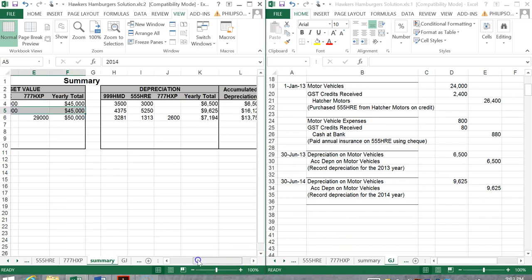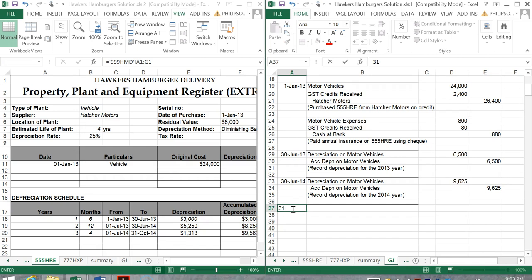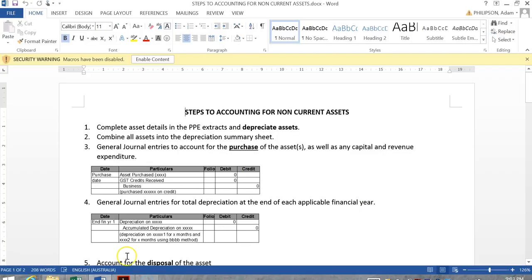Okay, so then our next transactions will be 555 HRE having an accident on the 31st of October. 31 October 14, and this is where our procedure kicks in. Complete asset details in the PPE extracts and depreciate assets. So we've done that. Combine all assets into depreciation summary sheet. Done that. General journal entries to account for the purchase of the assets as well as any capital and revenue expenditure. Okay, so we've done that for the first two vehicles.